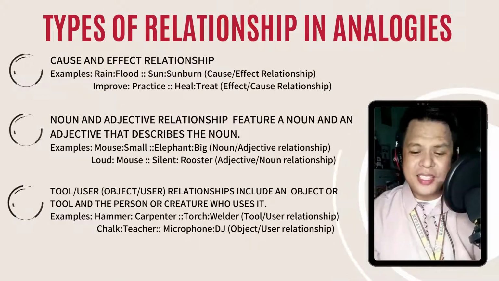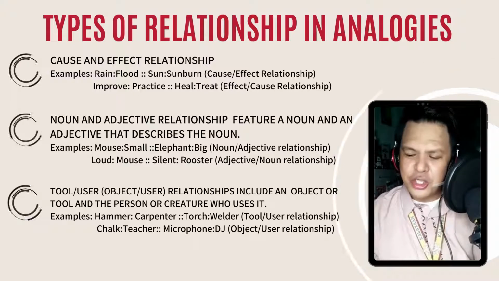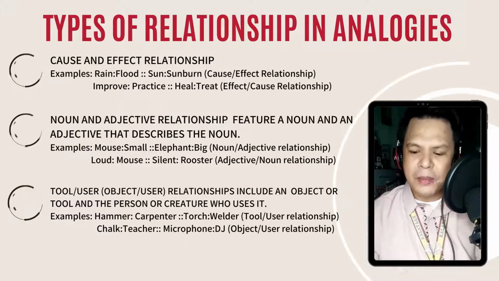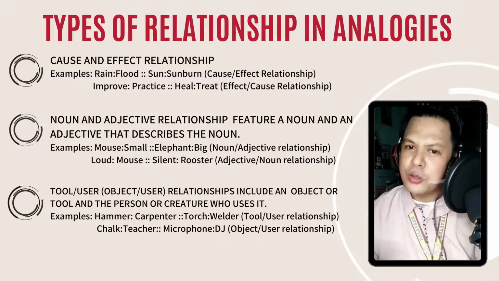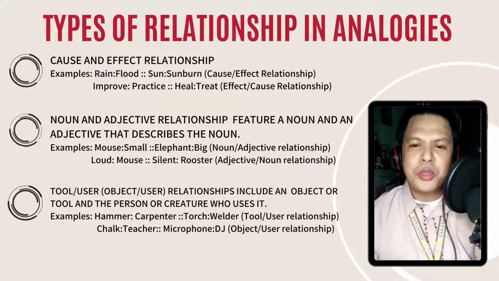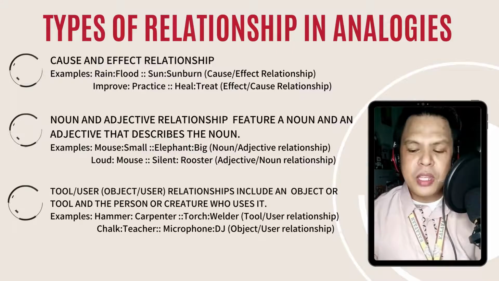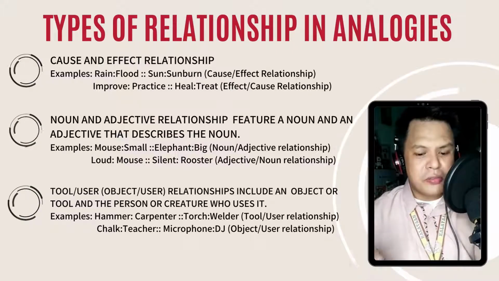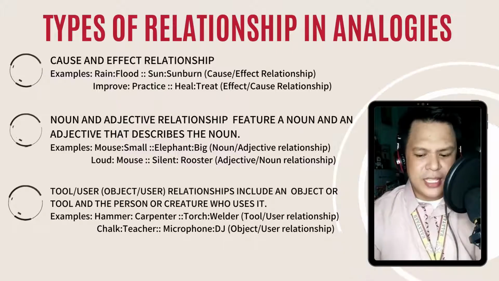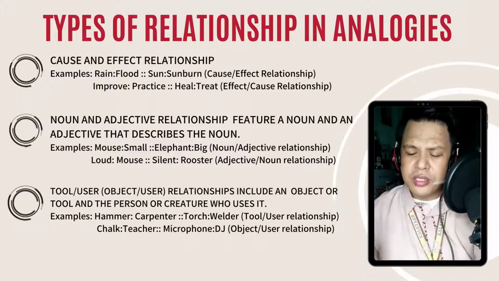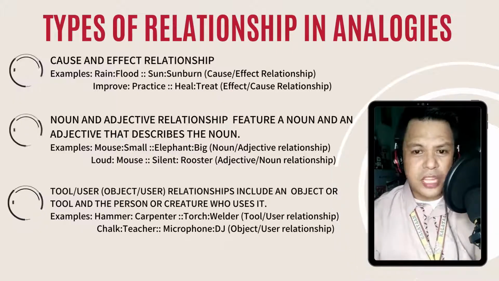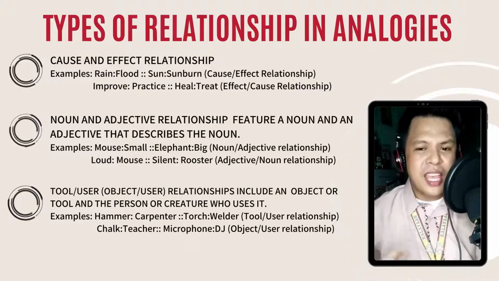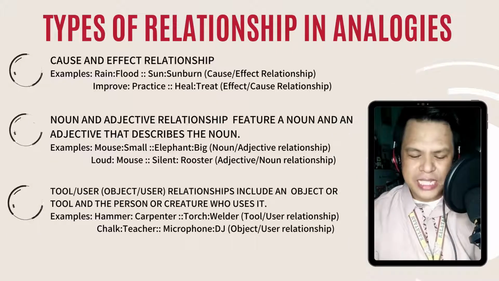The fourth one is cause and effect relationship. Take down notes. That cause explains why something happened, and effect explains the result. For example, rain is to flood, sun is to sunburn, and that is cause or effect relationship. How about this? The effect or cause relationship. The example is improve is to practice, then heal is to treat.